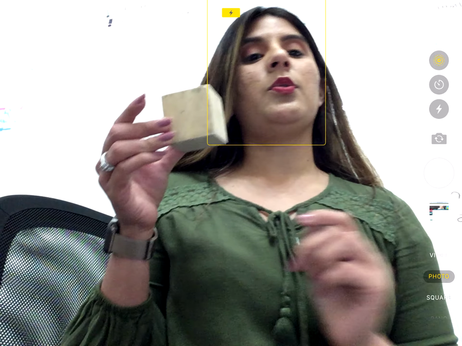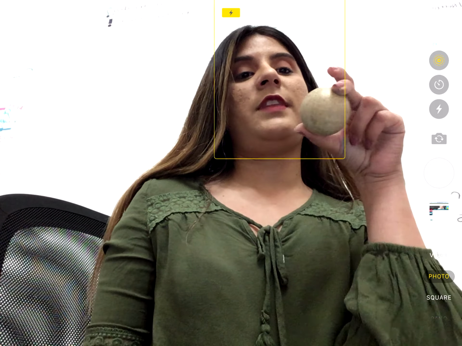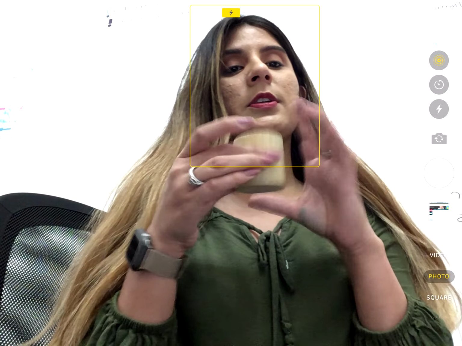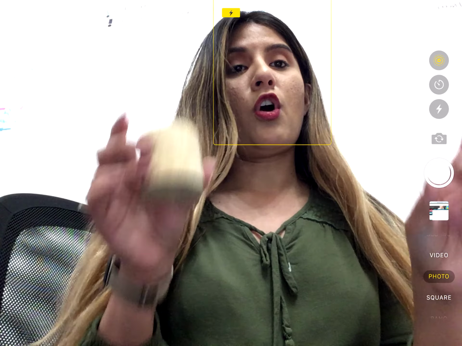So cube, sphere, pyramid, and cone. Actually, we're missing a cylinder. Oh, here we go. Here is my cylinder. This is a cylinder. Okay, so these are all three-dimensional shapes.